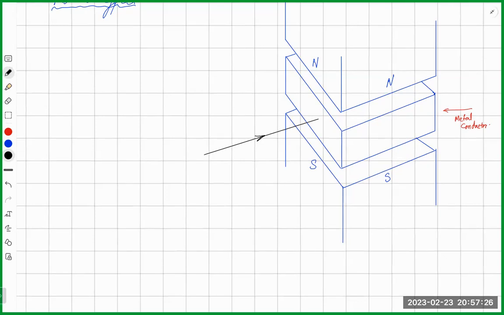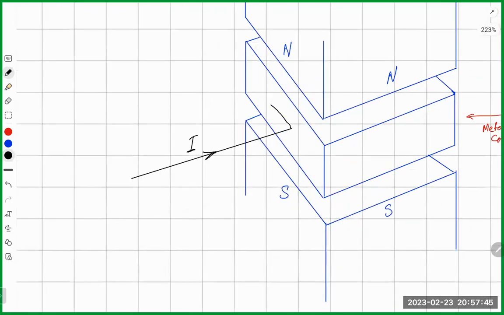Look, we know if this is the current, it means it is the positive charge particles' direction. So this is the current. Because of the magnetic field, current should experience a force in that direction. If you make your fingers from north to south and your palm is giving you the direction of the current, you will see the force will be to the far end of the metal.